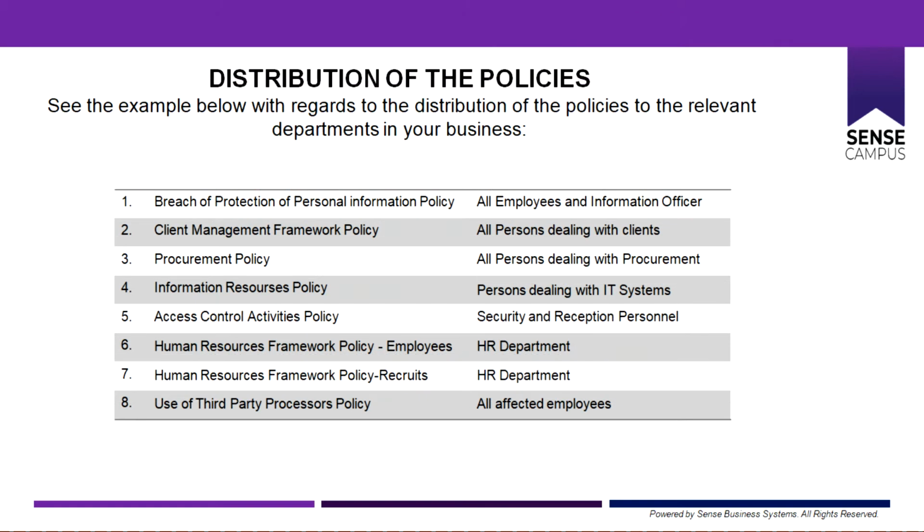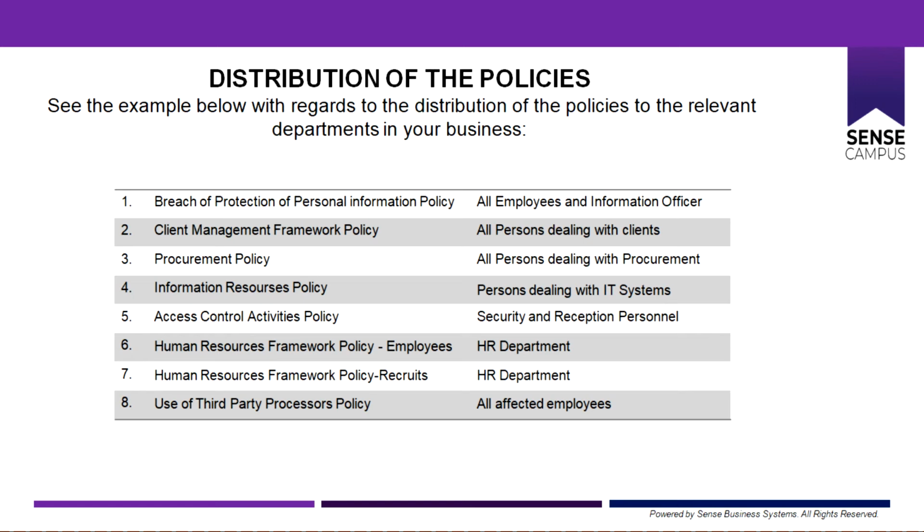The distribution of the policies. See the example below with regards to the distribution of the policies to the relevant departments in your business. The breach of protection of personal information policy must be distributed to all employees and the information officer. The client management framework policy must be distributed to all persons dealing with clients. The procurement policy must be distributed to all persons dealing with procurement. The information resources policy must be distributed to persons dealing with IT systems in your business.